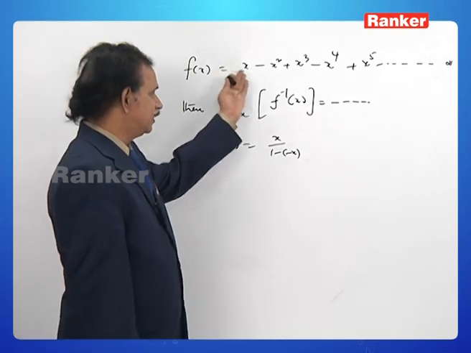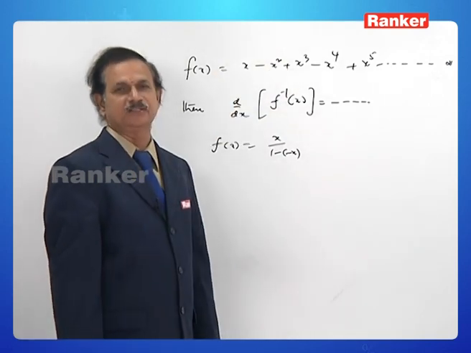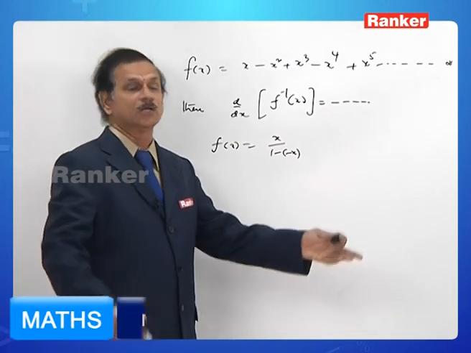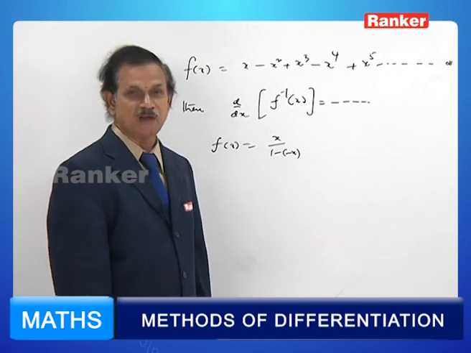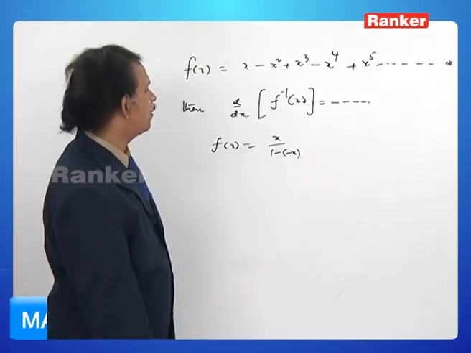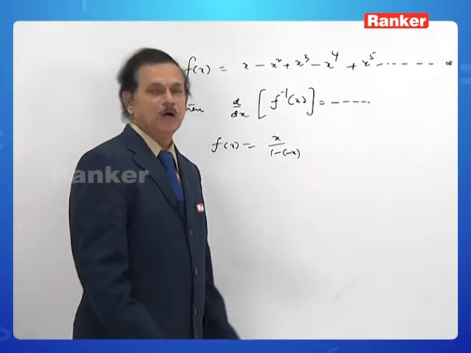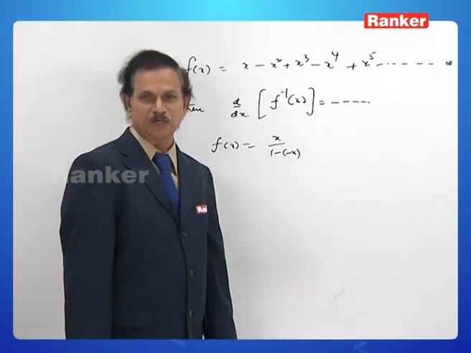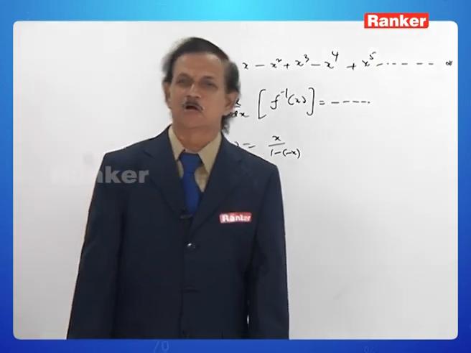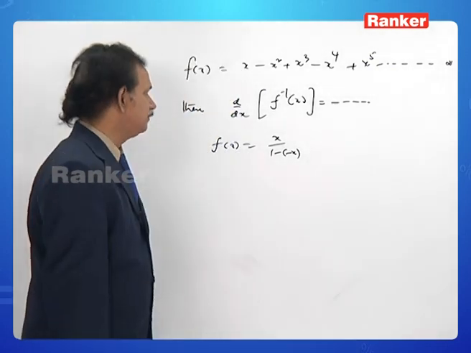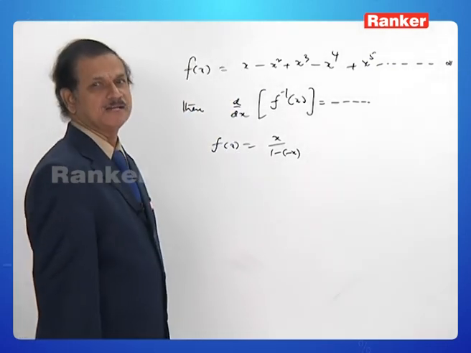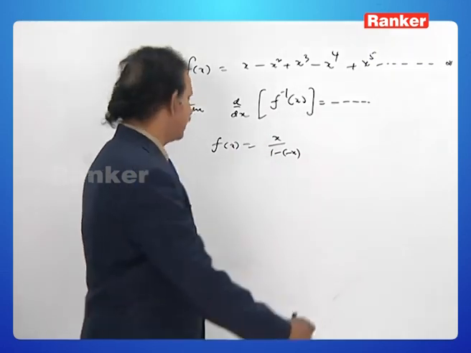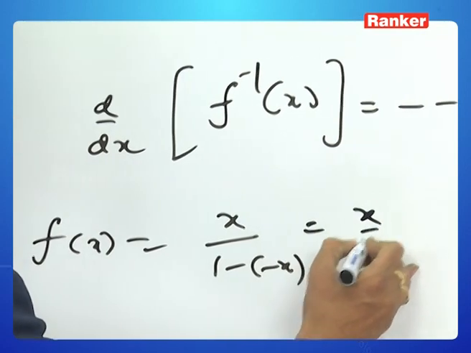It is very simple to look at f of x. It is nothing but an infinite geometric series whose common ratio is less than 1 in modulus. You see, the common ratio is minus x. Mod x is less than 1, so mod minus x is also less than 1. So we can use the formula a by 1 minus r. a is x, and 1 minus r is 1 minus of minus x, which is 1 plus x. So f of x is x by 1 plus x.